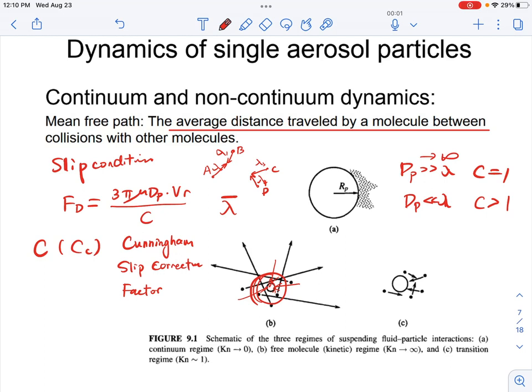or average distance that the molecules travel from their past collision to their current collision. It turns out that the mean free path of air molecules, if you take a bag of air under standard conditions, is around 70 nanometers at room temperature. So when the particle size is much, much larger than lambda, which is around 70 nanometers, and we get to 1 micrometer, we can just ignore this slip condition. But when the particle size is much, much smaller than the mean free path, we have to consider this slip condition when we consider the transport of the aerosols.